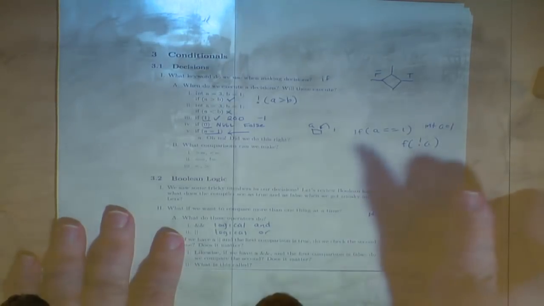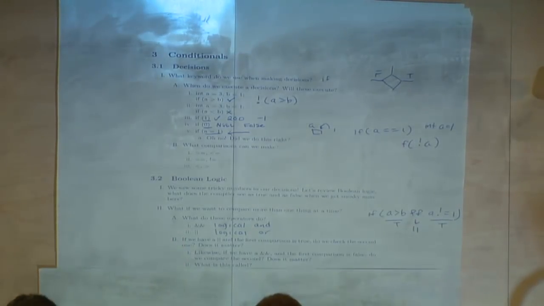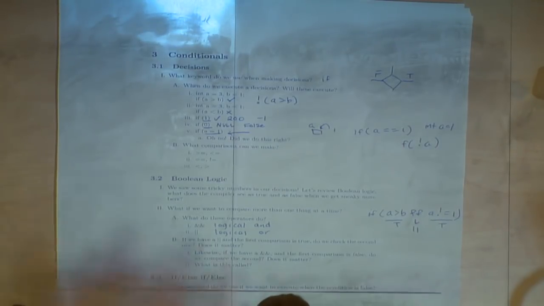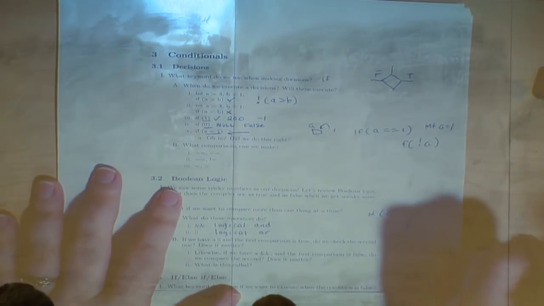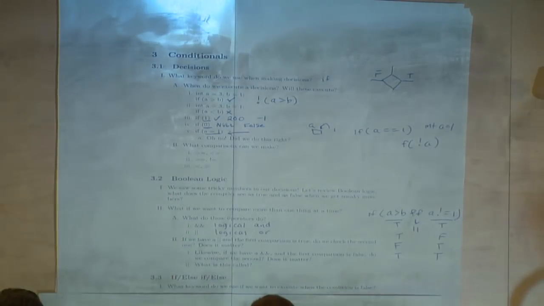If you change this to an OR, then only one of them has to be true. So you could have a true-false, a false-true, or a true-true. It will execute. But your AND statement, if you have a false-false, it won't execute. False-true, true-false, it won't execute. Only true-true.